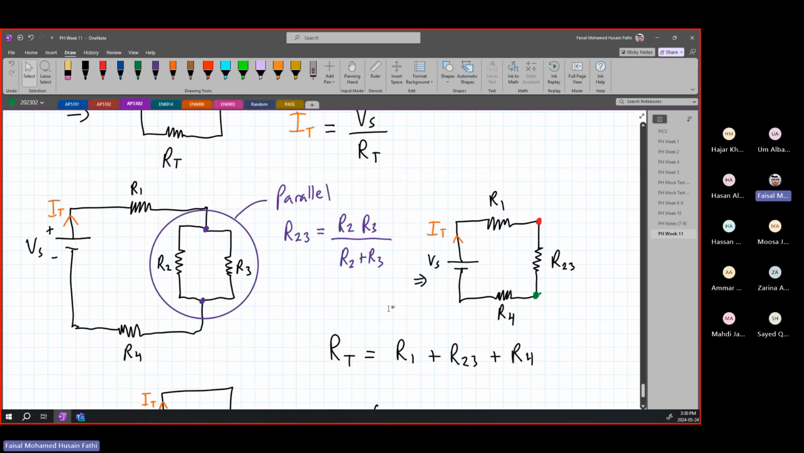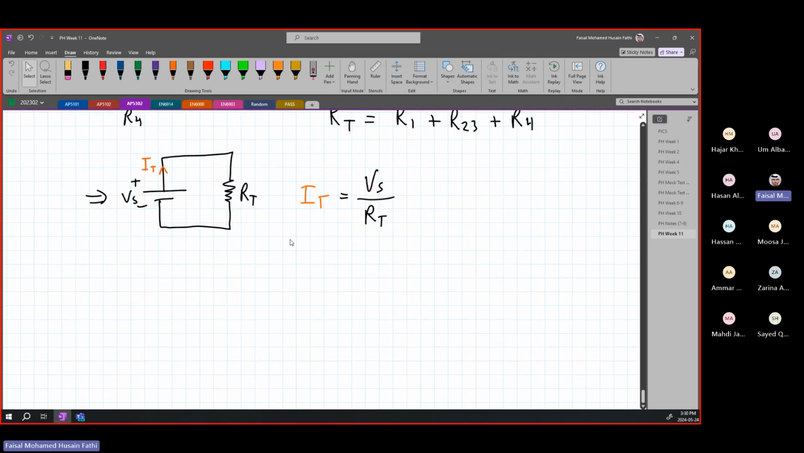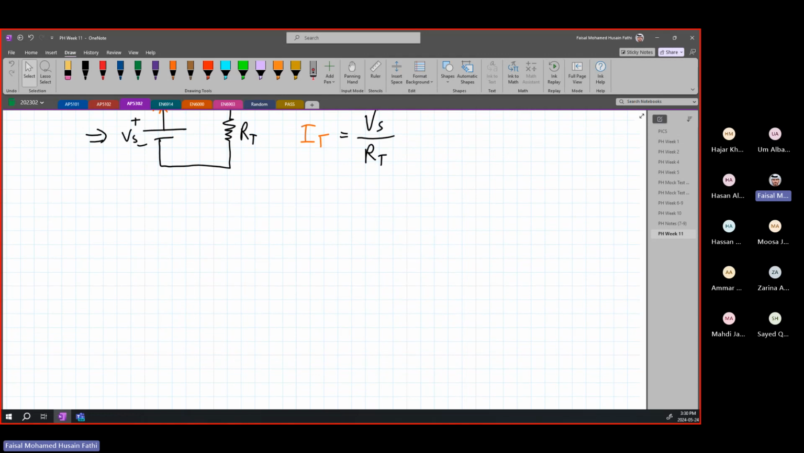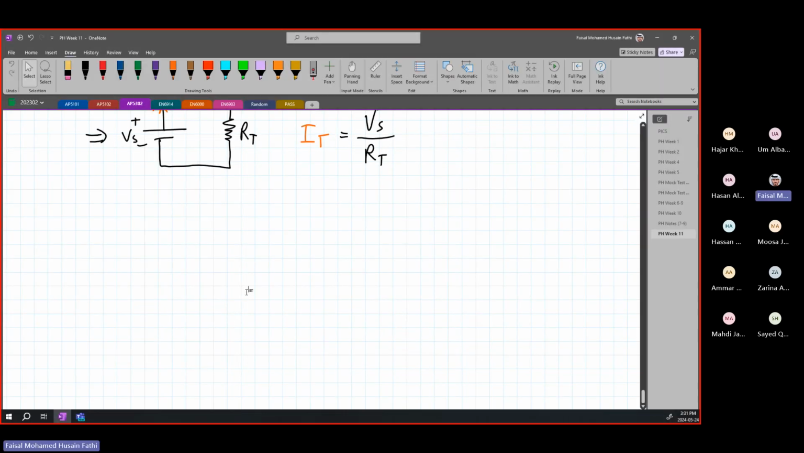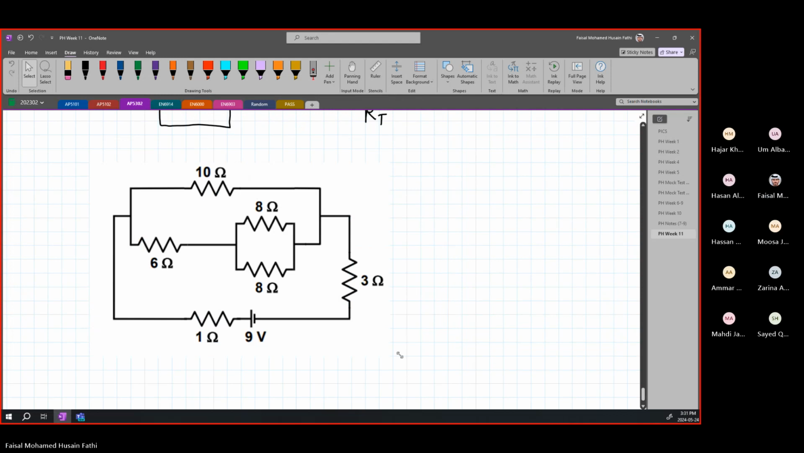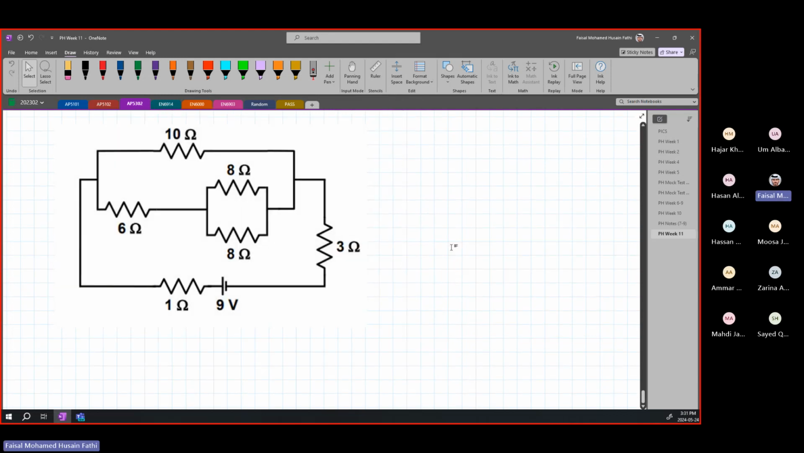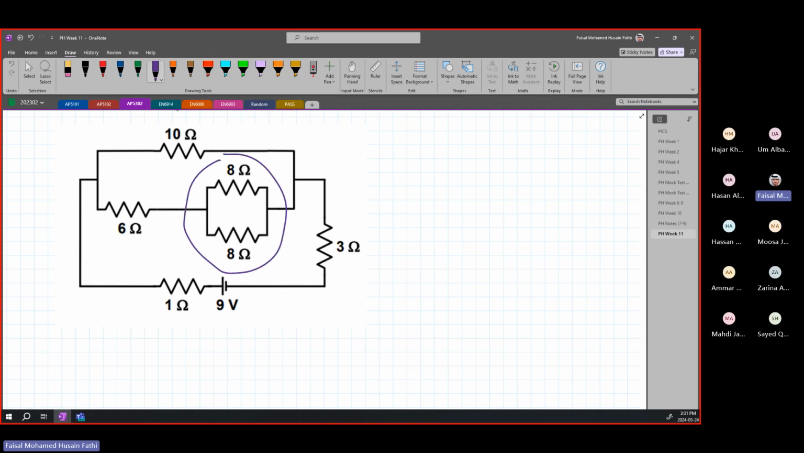Okay? Same exact idea. Let's do one more example with numbers this time. Let's look at this circuit over here. All right? So if we have this circuit, the first thing we can notice is the parallel connection that we have over here. Why is this a parallel connection?